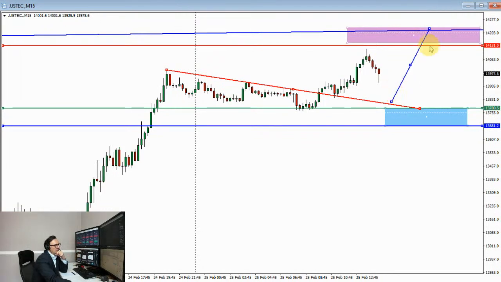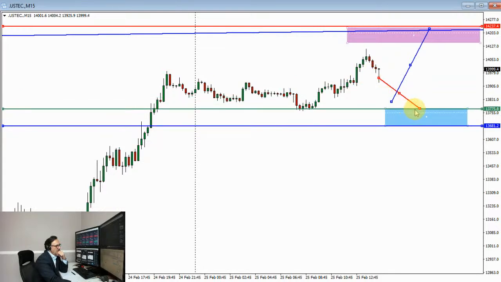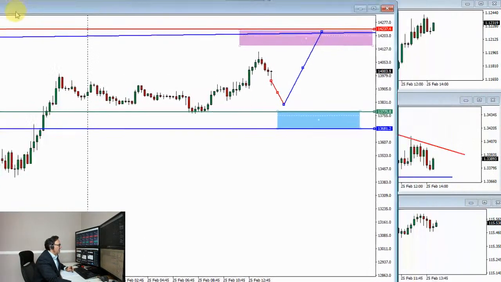And then I would be looking to take profit up here towards 14,130, 14,200, possibly even slightly higher towards 14,250. Apologies, 14,250. So that's the basic premise for this type of trade. It's not there just yet. It might not even get there, but that's the level where I would like to get in with Nasdaq.